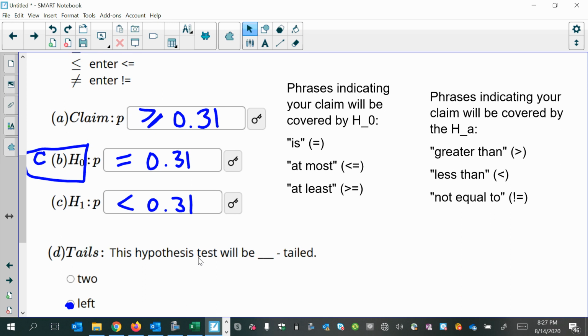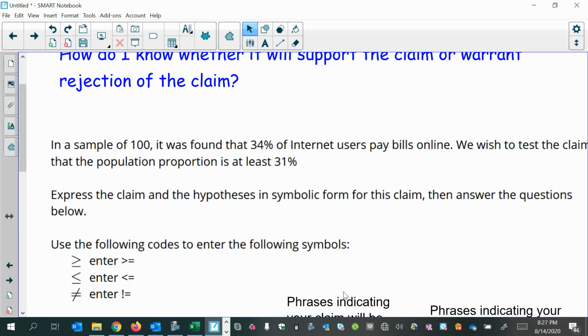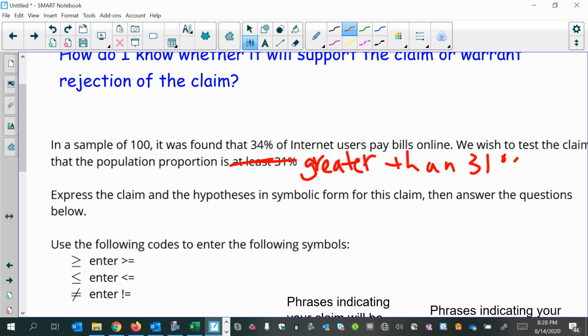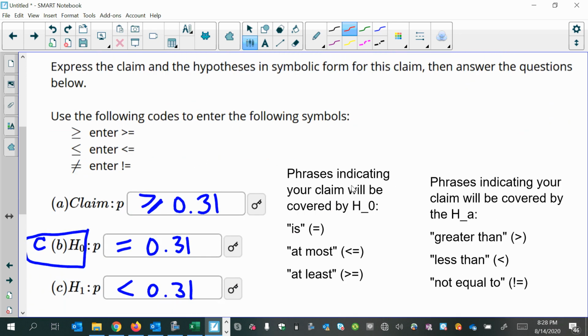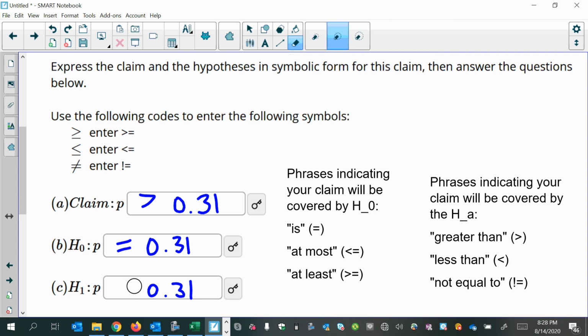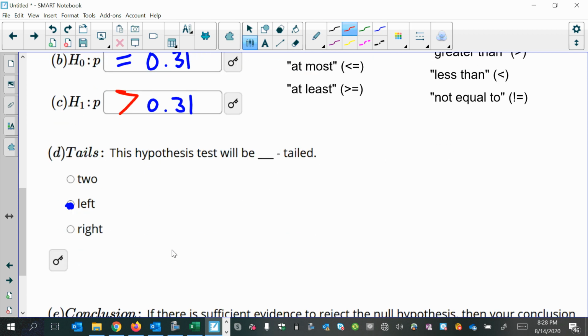Now, as I said, let's just do another scenario. Let's say that this said greater than 31%. Then this part of it would be gone, right? So the equality part is not there anymore. That would mean my claim does not get sucked up into the null hypothesis. It actually falls into the alternative, just like that. So then it would be a right-tailed test.